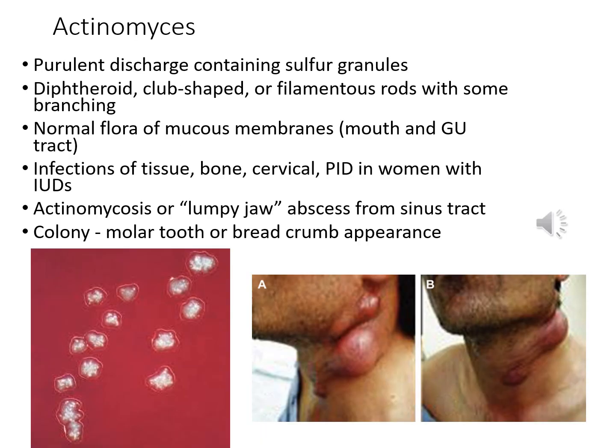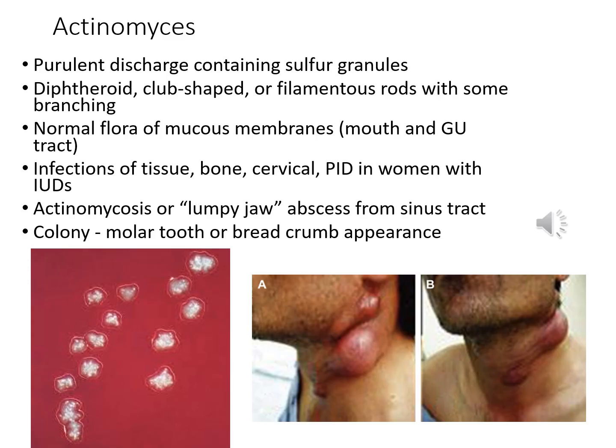Actinomyces. Actinomyces infections usually result in a purulent discharge that may contain sulfur granules. They will have a diphtheroid, club-shaped, or filamentous rod with some branching. Actinomyces is normal flora of mucous membranes, such as the mouth and the genitourinary tract. We see infections with Actinomyces of the tissue, bone, and cervical area. This can cause pelvic inflammatory disease, especially in women that have IUDs. Actinomyces is often seen in the mouth area, and it can cause what we call lumpy jaw.